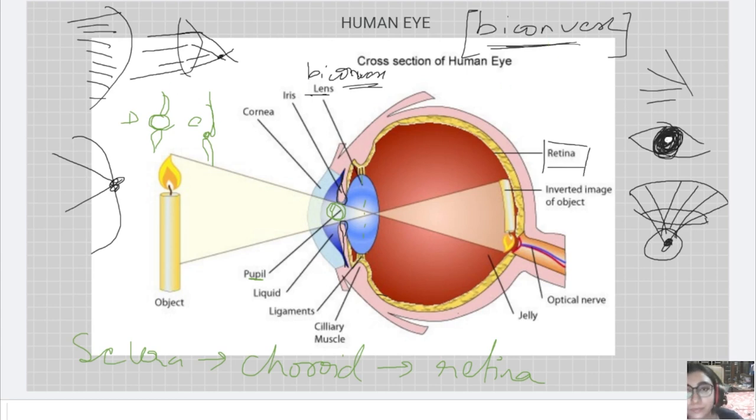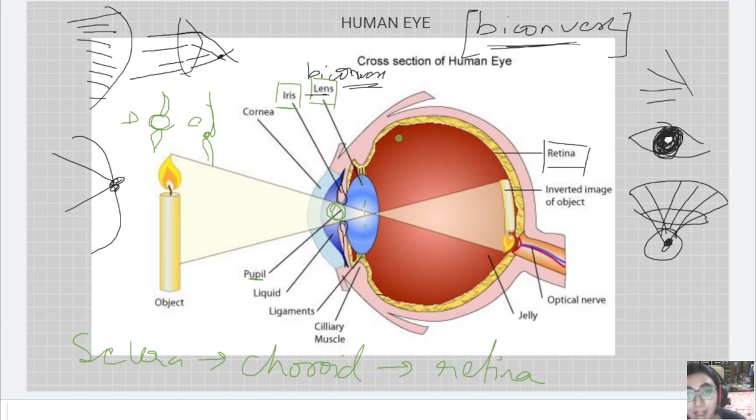Okay. So the names of the muscles are not important. You just have to know the role of the iris, that it regulates the amount of light entering the eye. Okay. So the light does not directly fall on the iris. First we said that the light does not directly fall on the lens. It also does not directly fall on the pupil. There is something in front of the iris.